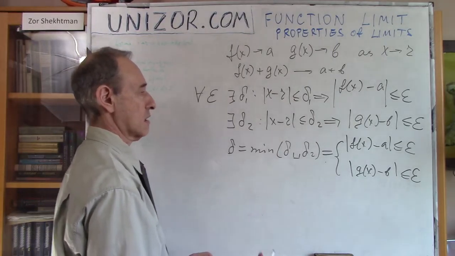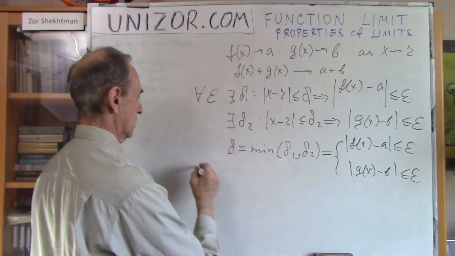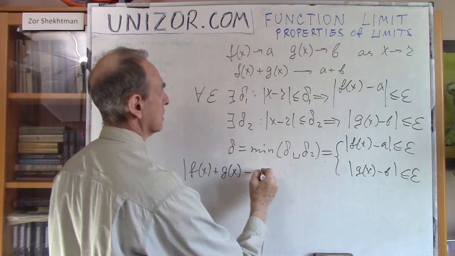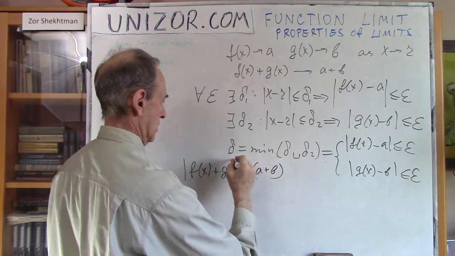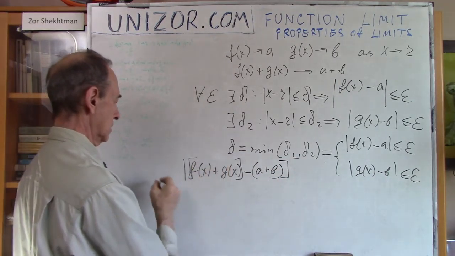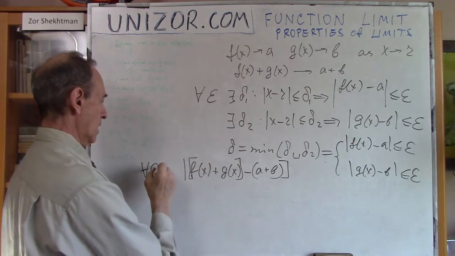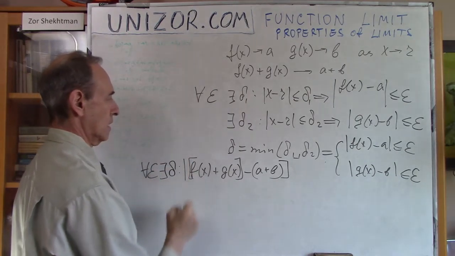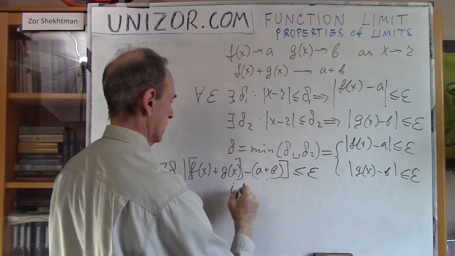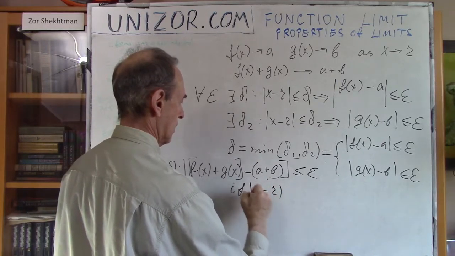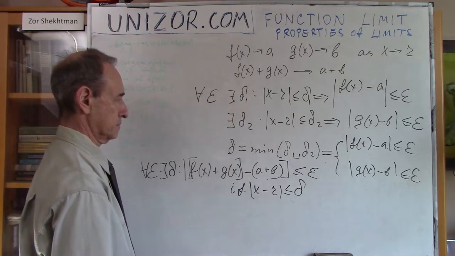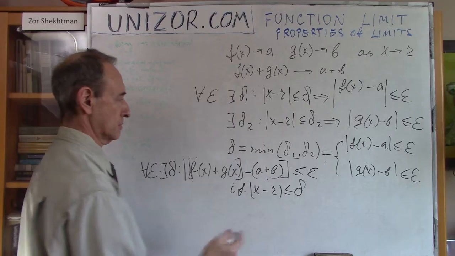Well, if both conditions are true, then obviously we can write the following: f at x plus g at x minus a plus b, right? We have to prove that for any epsilon, there is such a delta that this is less than epsilon if my x minus r within delta neighborhood. How can I find this delta? Okay, here is a very simple solution.